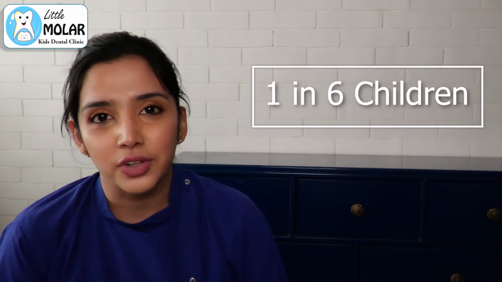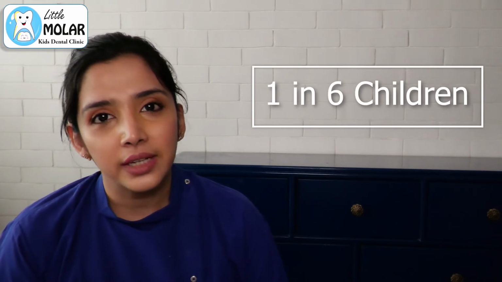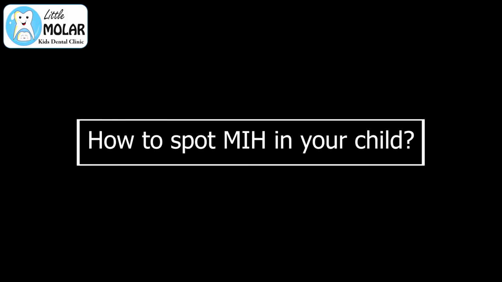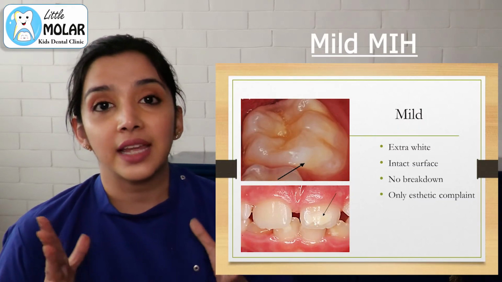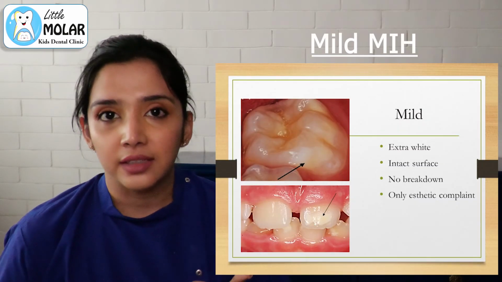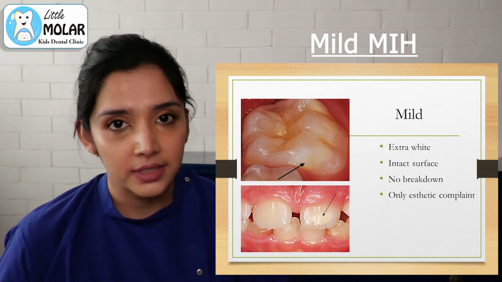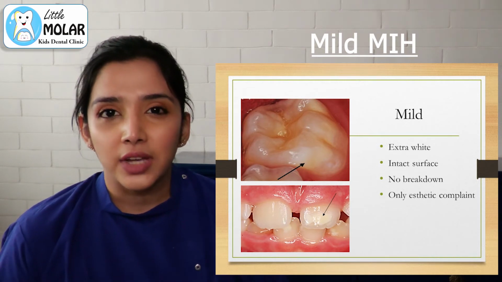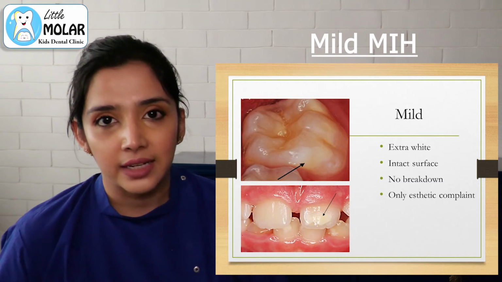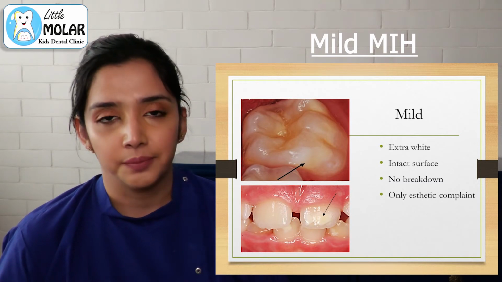Surprisingly, this condition is very common. Almost 1 in 6 children are affected by it. Usually, it affects your back molars, be it milk or permanent, as well as your upper front teeth called the incisors. For your front teeth, you can lift the lip and check. In mild cases, the defective enamel usually appears extra white, but the surface is otherwise normal and intact. There is no breakdown of tooth structure. The child may have some complaint about the aesthetics, otherwise he is asymptomatic.